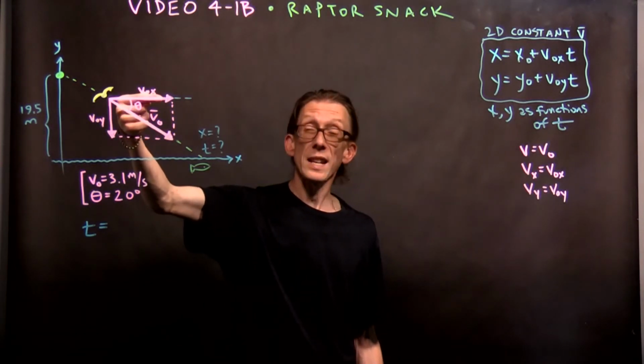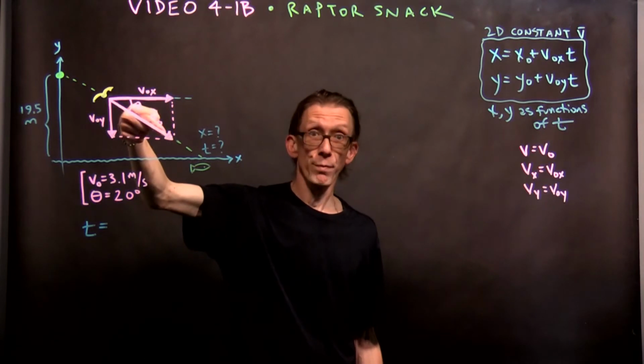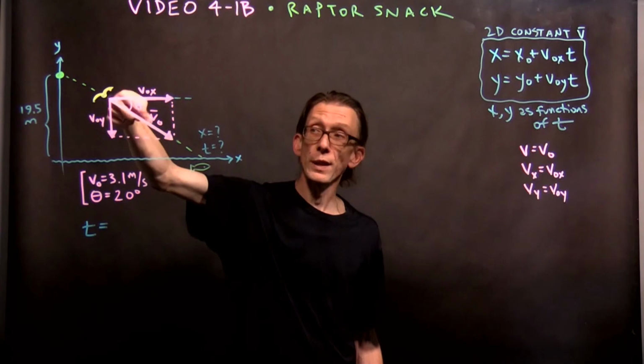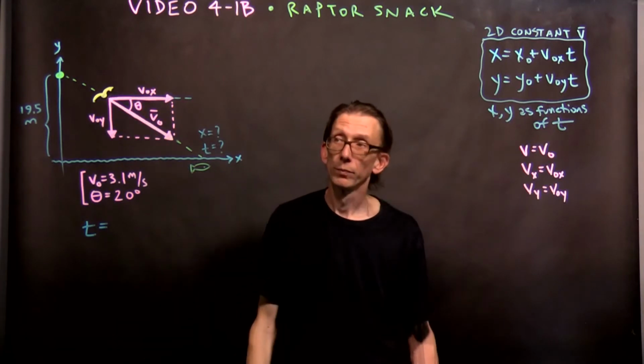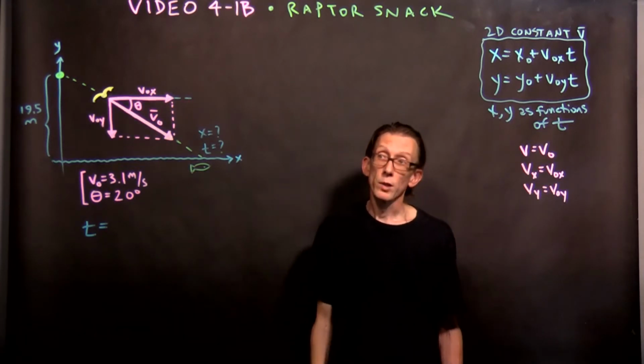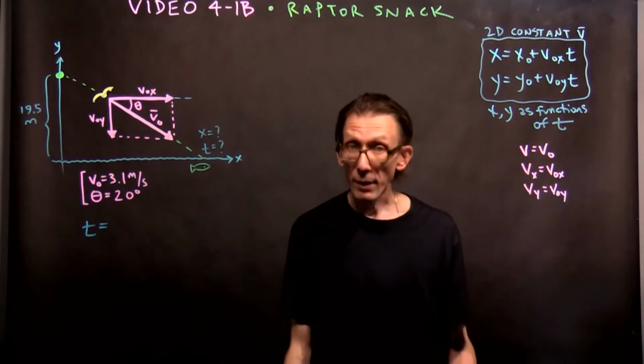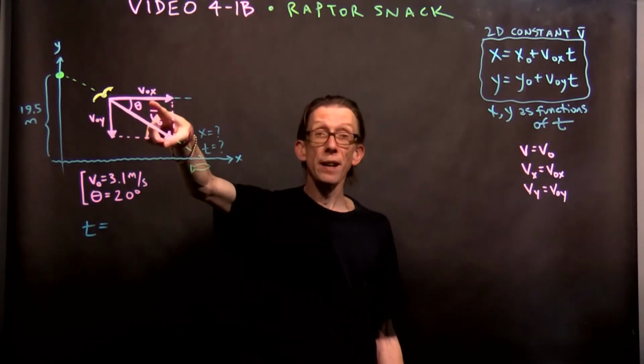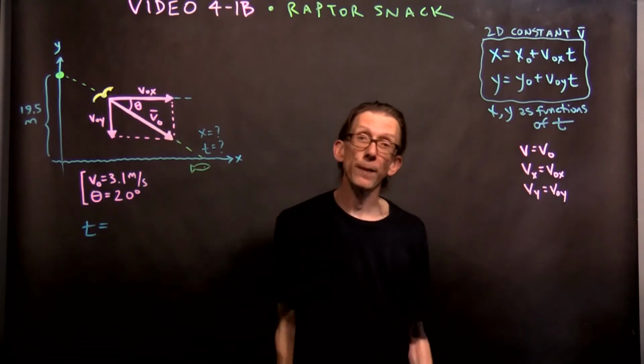This just shows us the x part of the eagle's velocity vector. This vector shows us the y part of the eagle's velocity vector. So it has two parts, the x part and the y part. It's moving to the right at a speed v naught x. It's moving down at a speed v naught y.